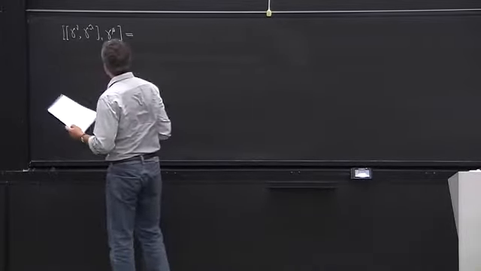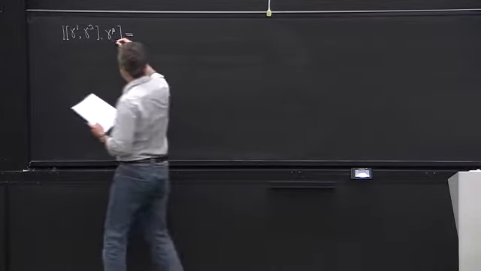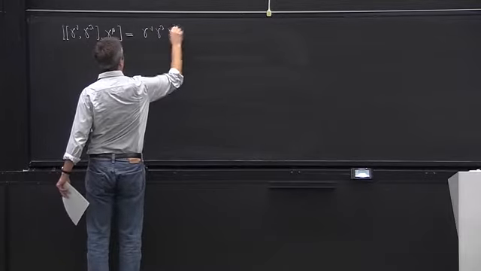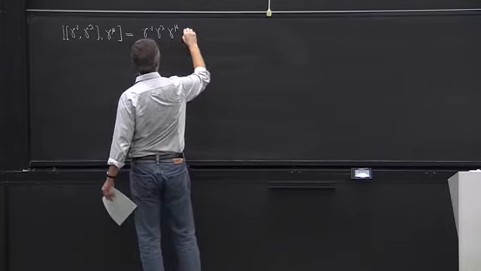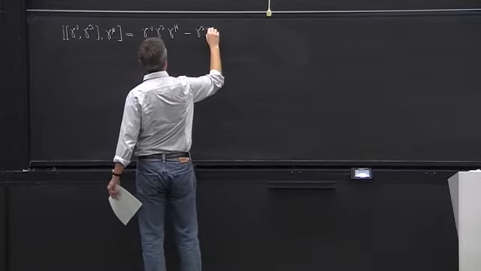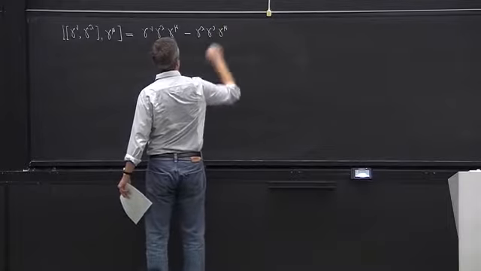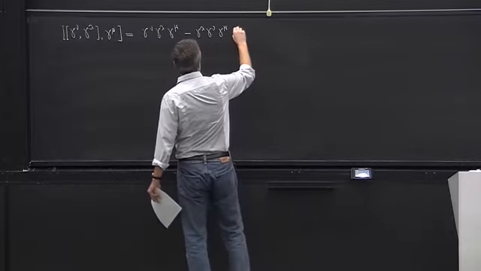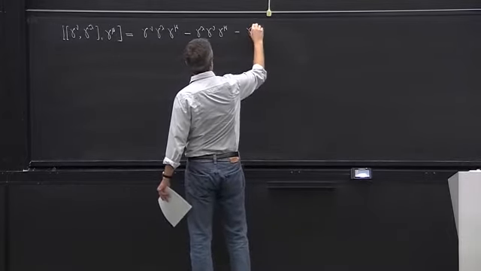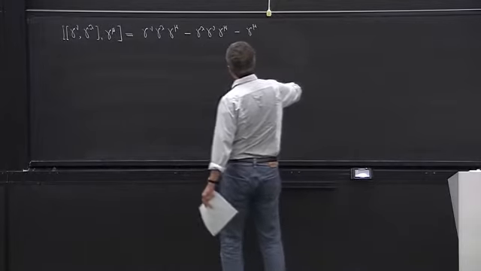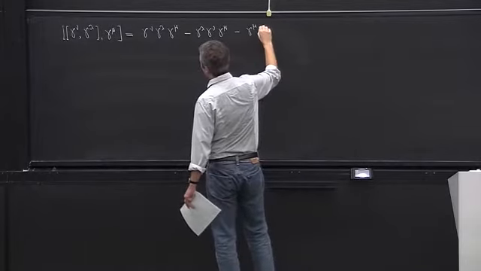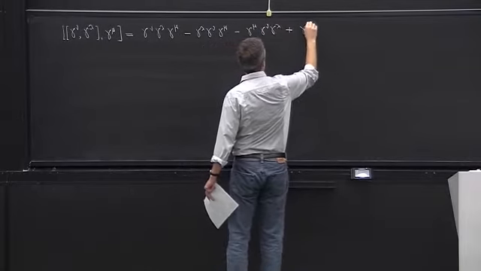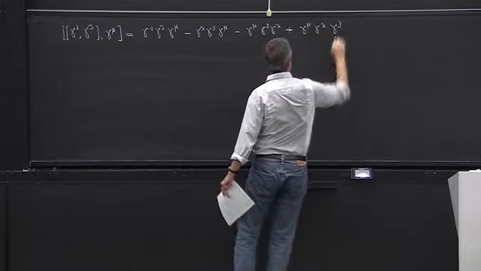So this is a double commutator. It's a combination of 4 terms: gamma nu, gamma lambda, gamma mu, minus gamma lambda, gamma nu, gamma mu. So this is the commutator of the first 2 entries. And then we should put gamma mu in the first place: minus gamma mu gamma nu gamma lambda, plus gamma mu gamma lambda gamma nu.